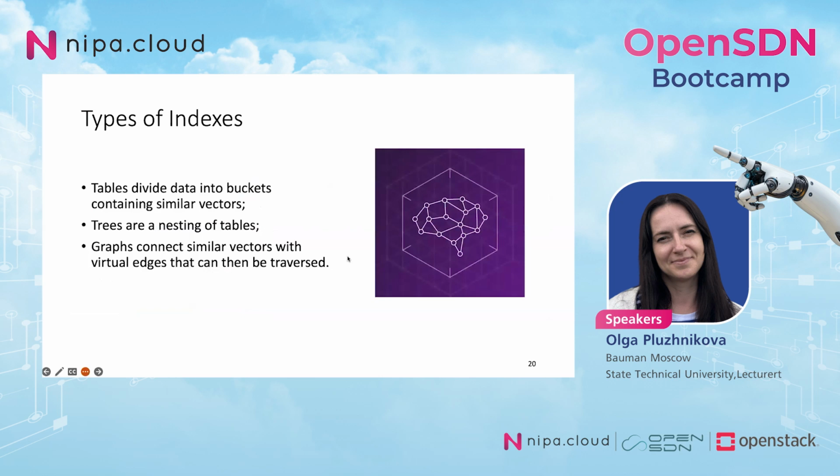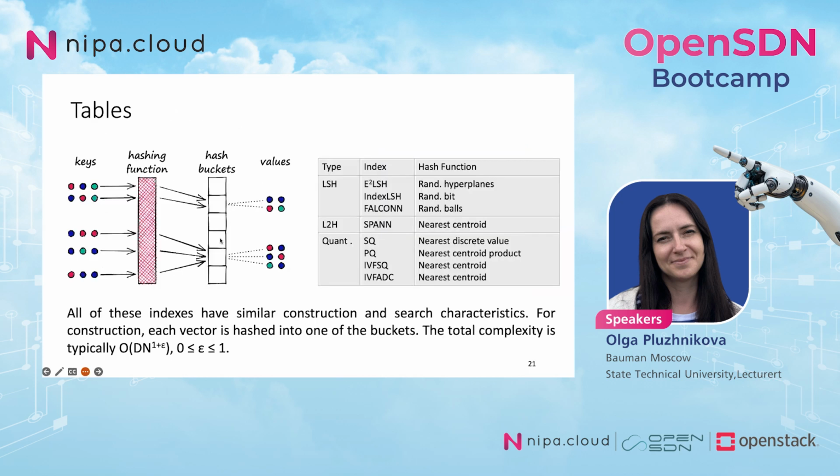And there are three basic types of indexes used in vector databases. Tables divide data into buckets containing similar vectors. Trees are a nesting of tables. Graphs connect similar vectors with virtual edges that can then be traversed. All of these structures are capable of achieving high query accuracy, but with different construction, storage, and maintenance characteristics. And let's take a look at table indexes.